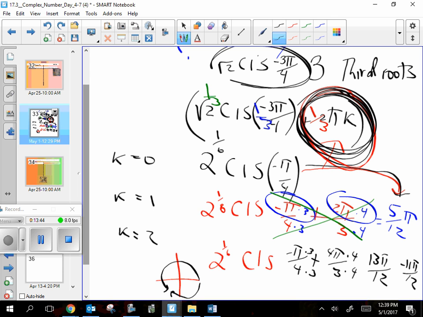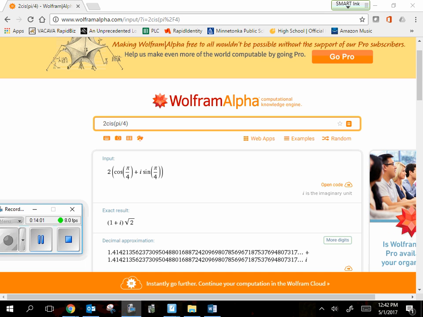Easy as pie. Nice. Okay, we're going to pull out something called Wolfram Alpha. It is a very powerful app. So everybody grab your iPad, find a browser that you trust, and go to wolframalpha.com. I'm going to pause while we do that. All right, so we're on Wolfram Alpha, and we type in 2 cis pi over 4, and it knows what we mean. It can speak trig, in fact, complex polar form.